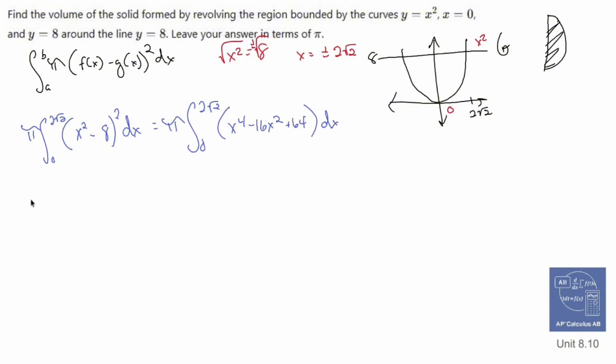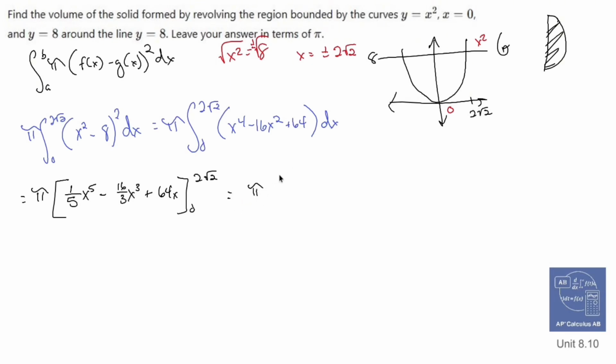Now we're free to integrate. Pi still lives out front. The integral of x to the 4th is 1/5 x to the 5th. The integral of negative 16x squared is negative 16 over 3 x cubed. That's going to be a pain in the butt. And the integral of 64 is 64x. Your limits are still 0 and that god-awful 2 root 2. But fortunately, that 0 is going to make life a lot easier than having to deal with the other 2 root 2 that I originally thought we had to deal with.